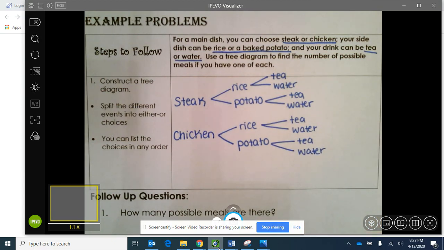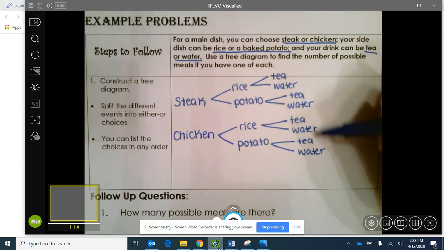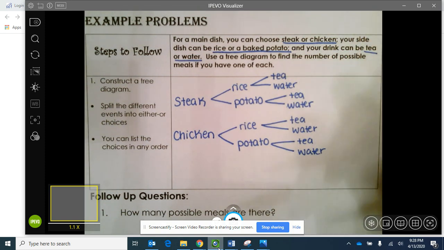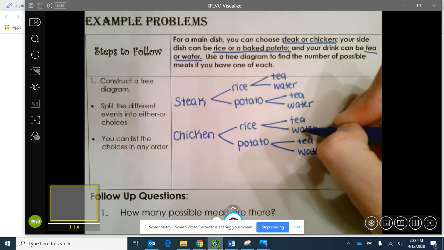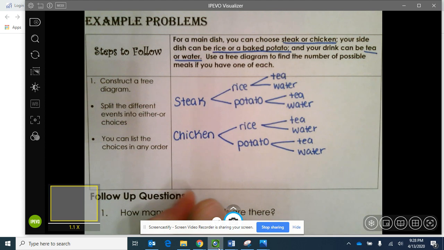Okay. Now, what's nice about the tree diagram is not only does it tell you how many total outcomes there are, but it fully describes what those outcomes are. So if you count the last branch of your tree, that gives you the number of total outcomes. So I have 1, 2, 3, 4, 5, 6, 7, 8. So there are going to be 8 possible meals.